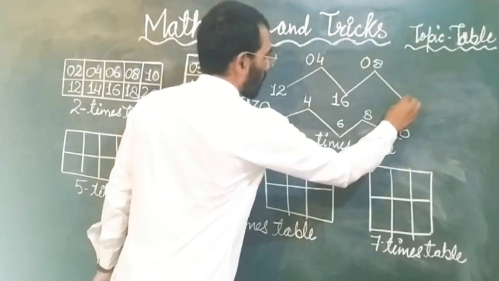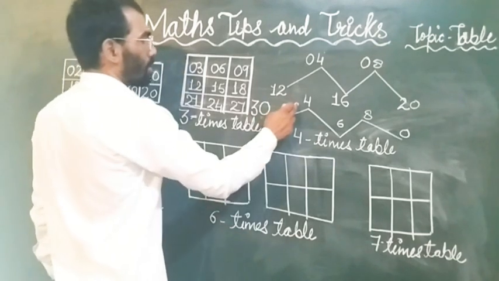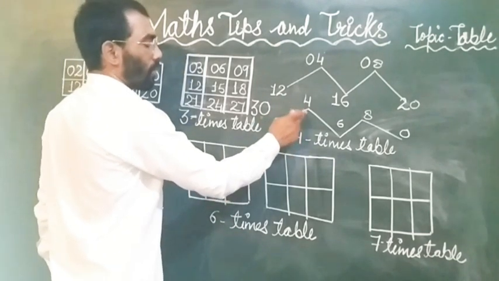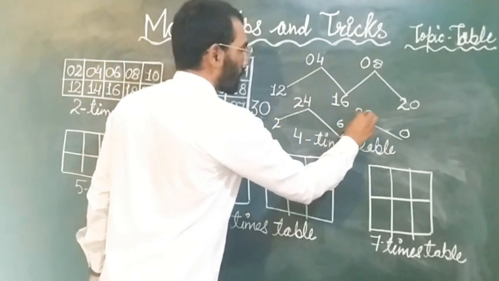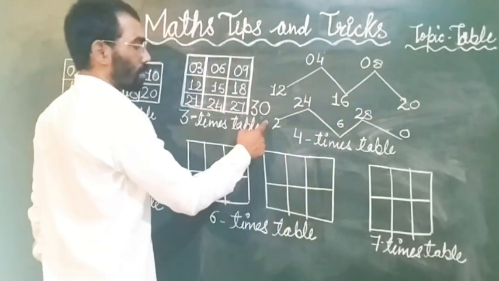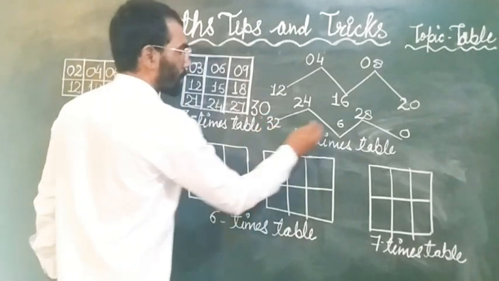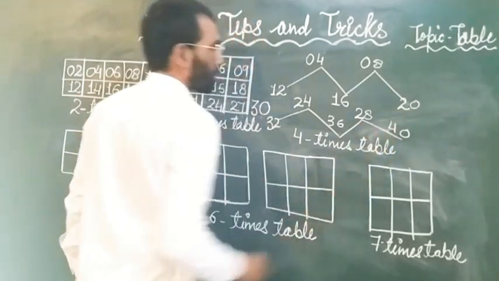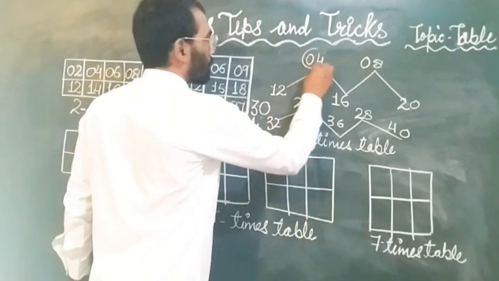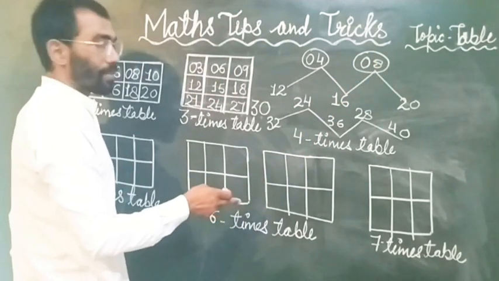Write here 2. Okay? Then write here 2 at the top of the second picture, 2, 2. And write here 3 at the bottom of the second picture. Write here 3, 3, except the last one. This is 4, 8. This is the table of 4.